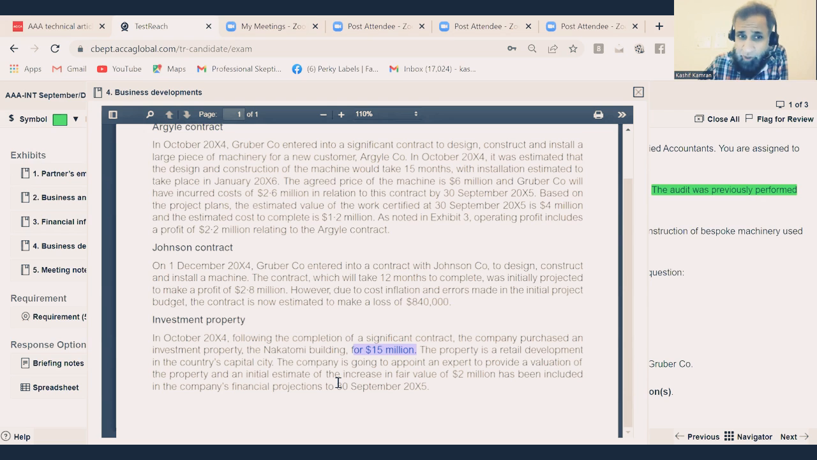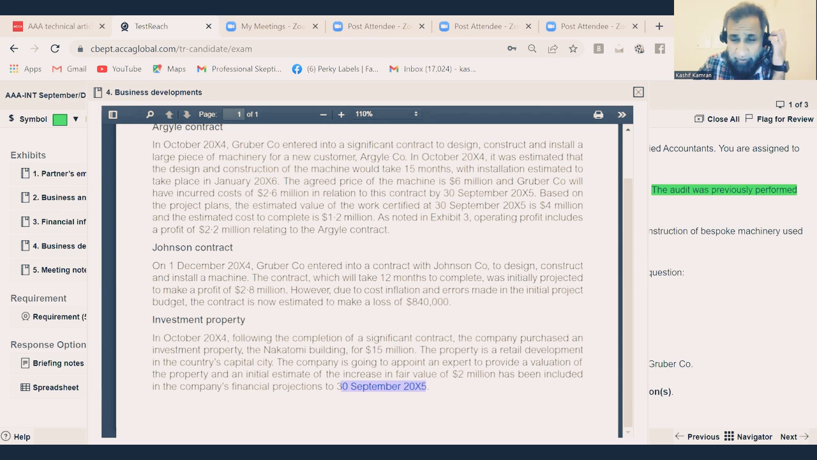And when did the company purchase the Nakatomi building? In October 20x4. Look at this. And what is the year end of the company? 30th of September 20x5. So in October 20x4, you purchased a building, and in September 20x5, how much is the rise in the fair value? Fair value is a component of profit, right? Primarily. The fair value is adjusted in the profit, right? That is why you need to divide the fair value by the profit before tax.